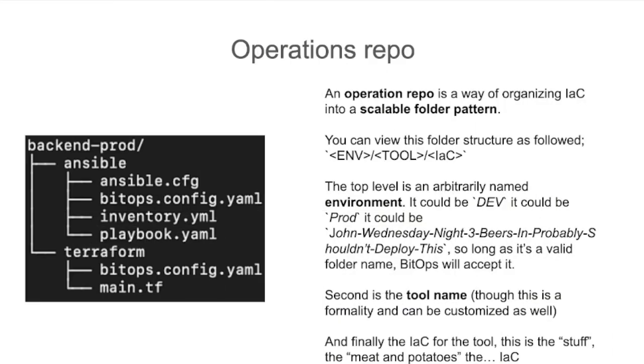The Operations Repo pattern, on the other hand, isn't a tool but an organization pattern for infrastructure as code, or IAC. The pattern can be thought of as environment/tool/things. The environment and tool folder names are arbitrary and can be called anything, but thinking of them in the environment/tool format is helpful for visualizing the folder pattern. BitOps understands how to parse an operations repo pattern, but the pattern can be applied with or without BitOps.